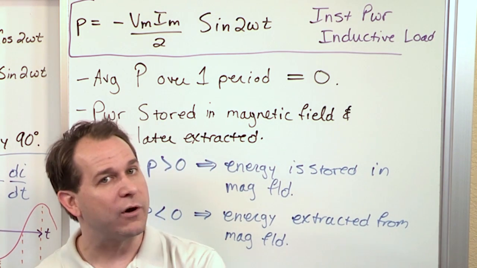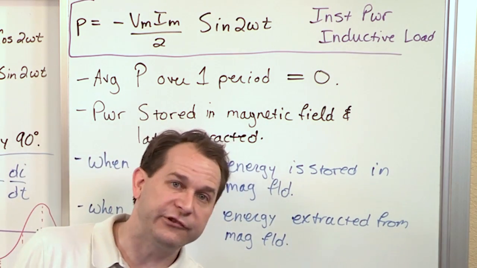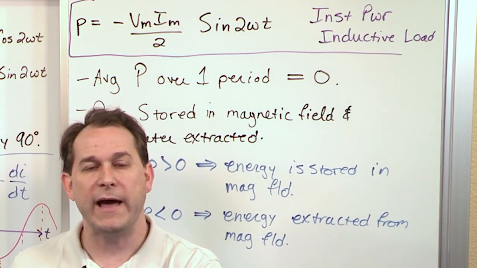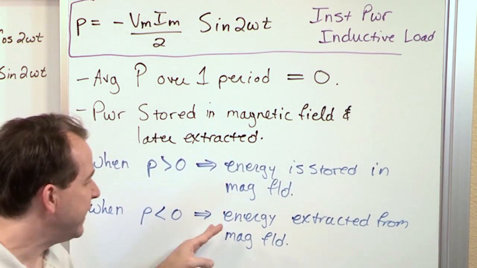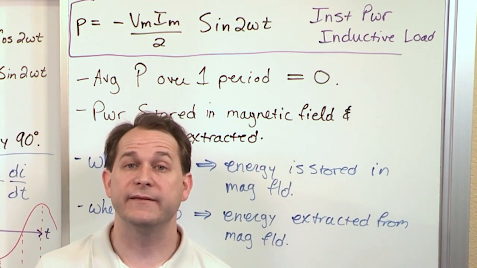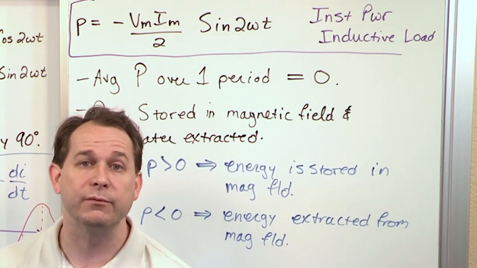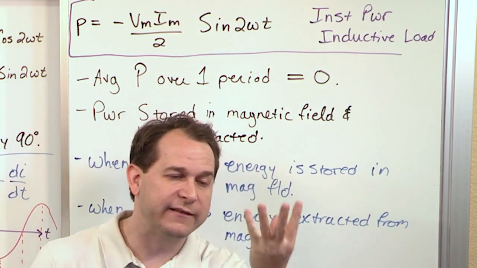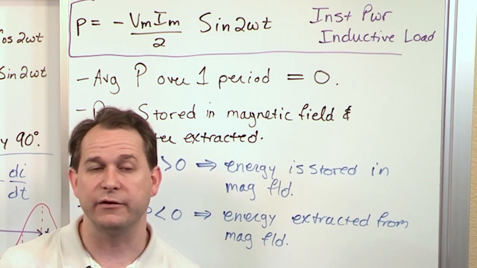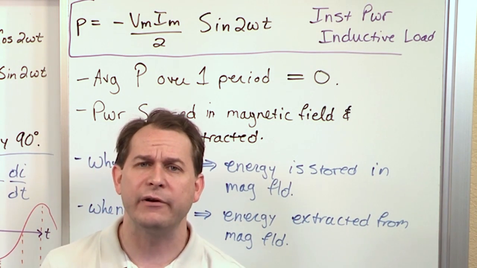But then later on down the line, the source swings the other direction and things oscillate back the other way, and then current starts to come out of that inductor. And then some of that energy is extracted from the magnetic field, because then the magnetic field collapses down to zero again. And as it happens, that magnetic field, which is storing energy, is contributing to the current flowing out of that inductor as it collapses down. And that's a very real thing.